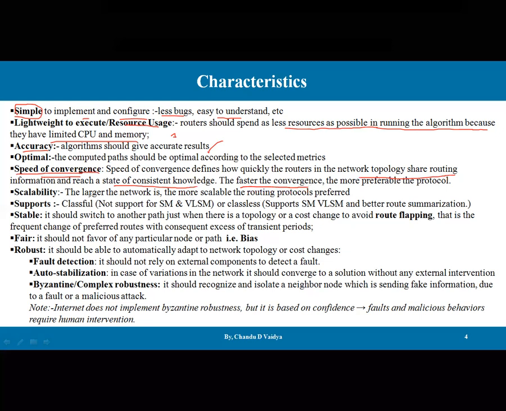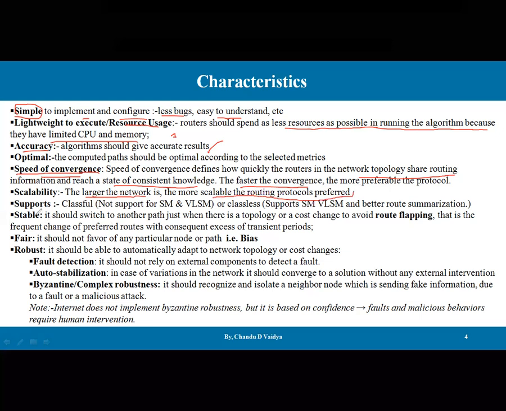So fast convergence will be preferable among all the devices. Scalability. As we know, guys, network size is large and increasing day by day. So if any router is configured on any system and that network increases drastically, that capacity is supposed to be there. So scalable routing protocols are also preferred.